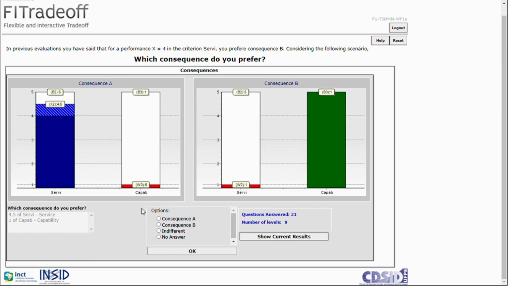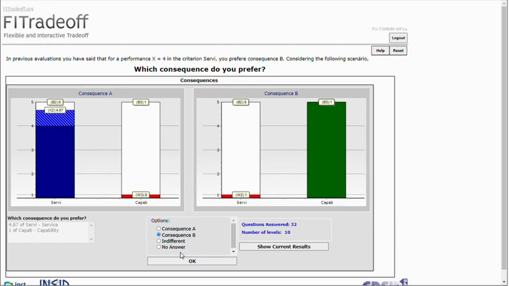In both screens, the option of viewing partial results is available, and when analyzing the results, the decision maker can choose between continuing the elicitation by decomposition, switching to holistic evaluation, or ending the decision process.